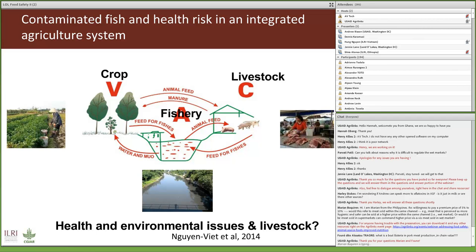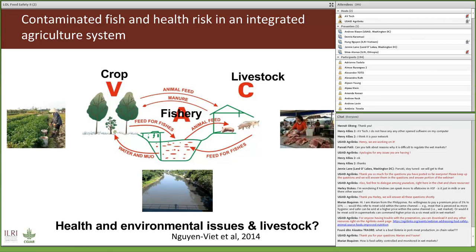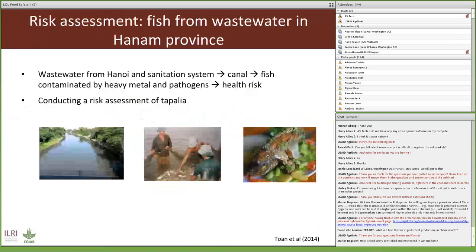So here the context is, if you look at the next line, you have very polluted water from the canal or from the river coming from the city. 89% of wastewater in developing countries is not treated. People can fish in this kind of polluted environment, and they eat this contaminated fish.